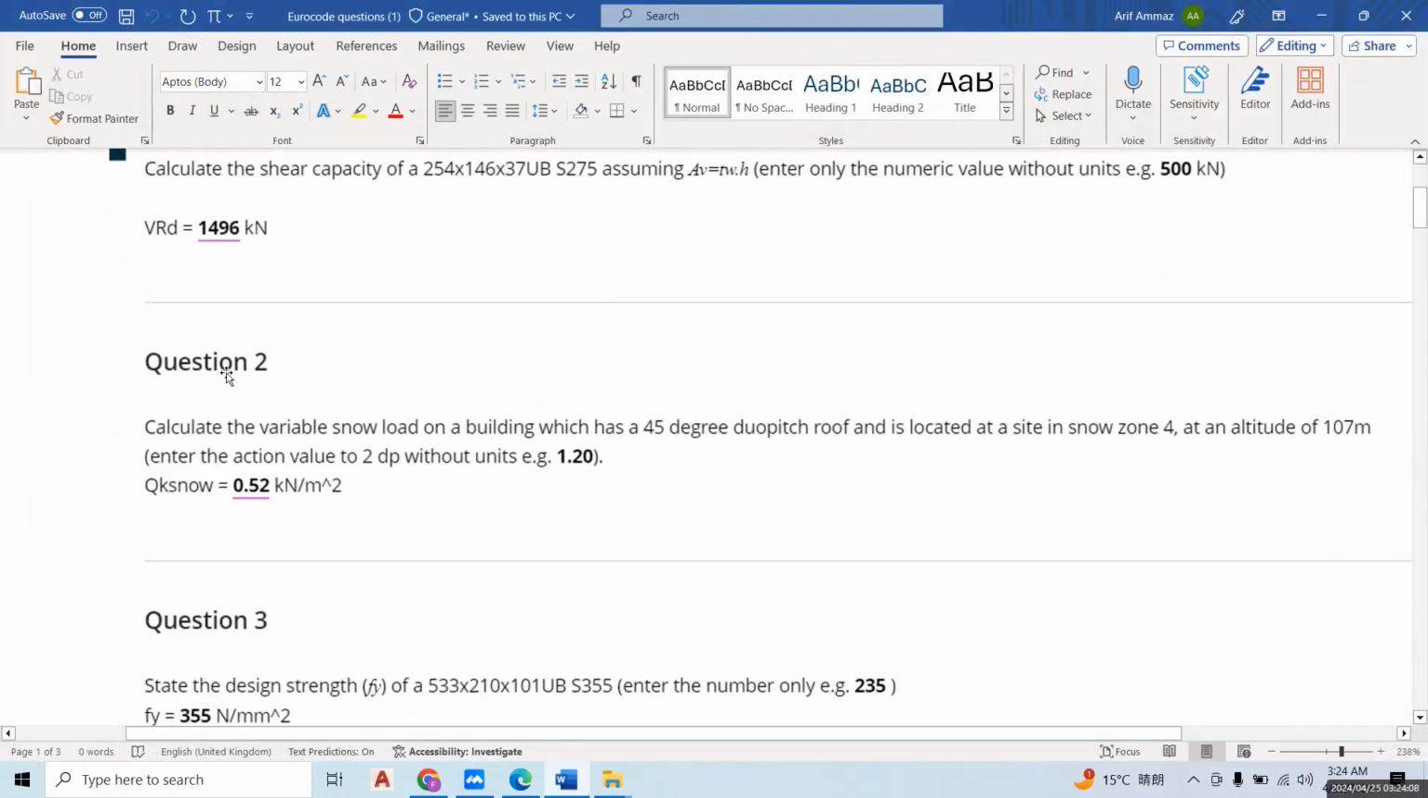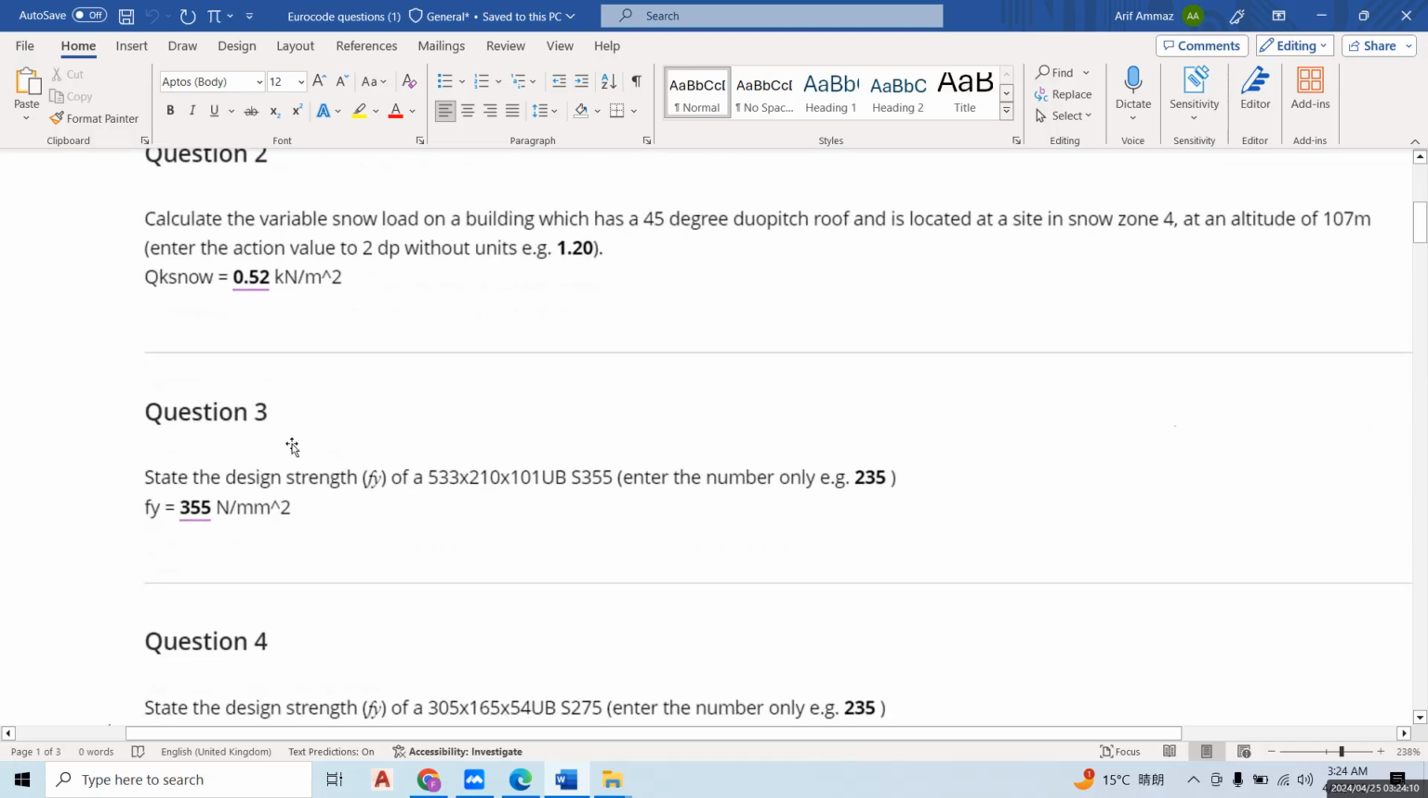For now leave this question 2 and we start question 3, because this type of question is the same type. So first it is better to understand this question. In question number 3 he said, state the design strength Fy of 533 210 UB. What he is actually asking is just what is the value of Fy.